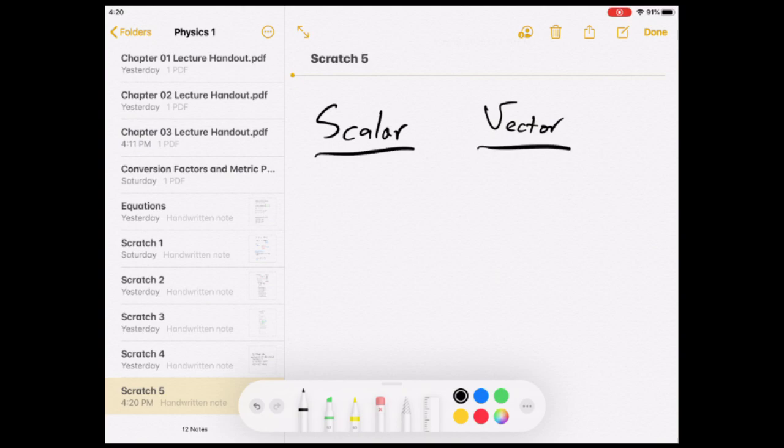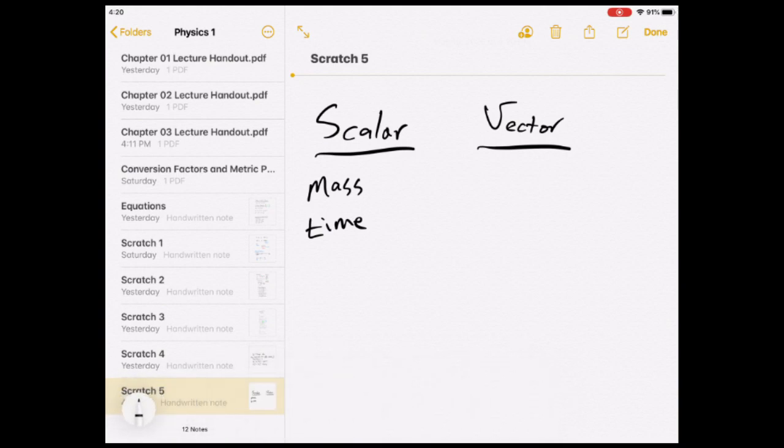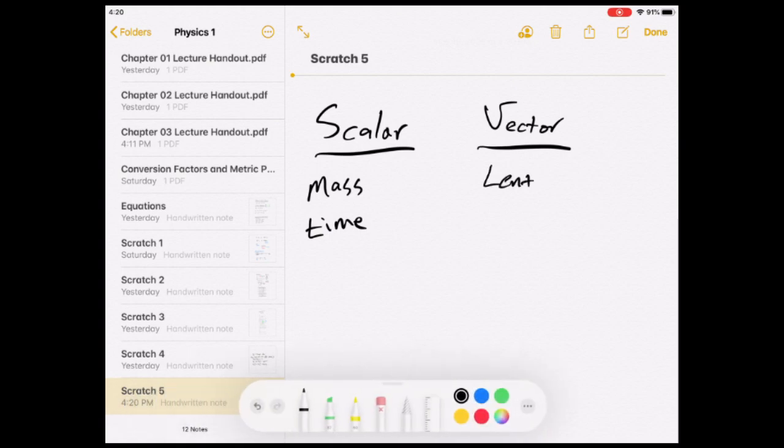Those are things like, so let's do this. Mass, time, number of things. So if we talk about number of molecules, which is similar to mass. And vectors are things like length. Clearly I can't spell. Vectors are things like length.